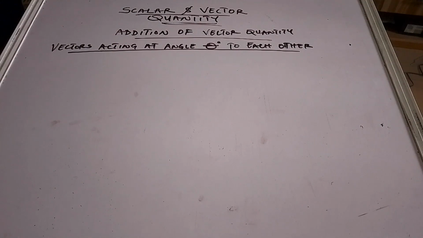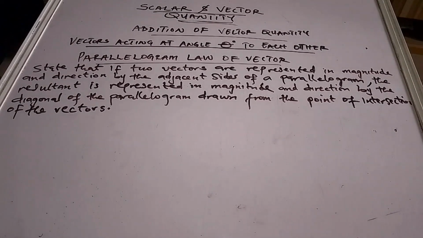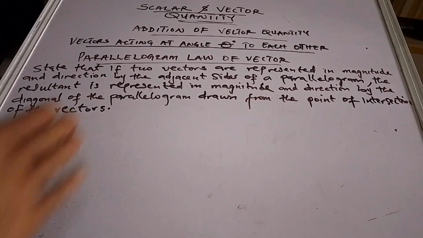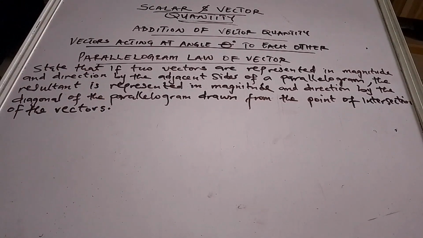So let's state the parallelogram law of vectors. It may look long, but it's just a concept that you need to understand. It's not just memorizing the law; you should understand that this law is a concept itself. It states that if two vectors are represented in magnitude and direction by the adjacent sides of a parallelogram, the resultant is represented in magnitude and direction by the diagonal of the parallelogram drawn from the point of intersection of the vectors. Alright, let's look at the applications of this parallelogram law of vectors.